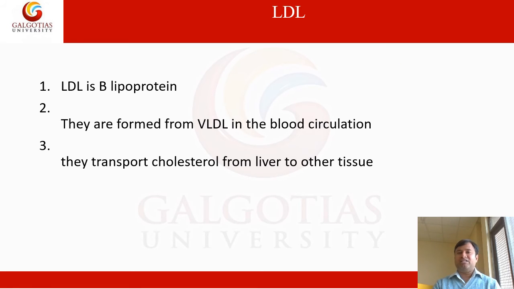Now come to the LDL or low density lipoprotein. Low density lipoprotein is a beta lipoprotein. It is formed from VLDL in the circulation, and its function is to transport cholesterol from the liver to different tissues. In the tissue it will break down and release fatty acids, which act as a source of energy in the body.